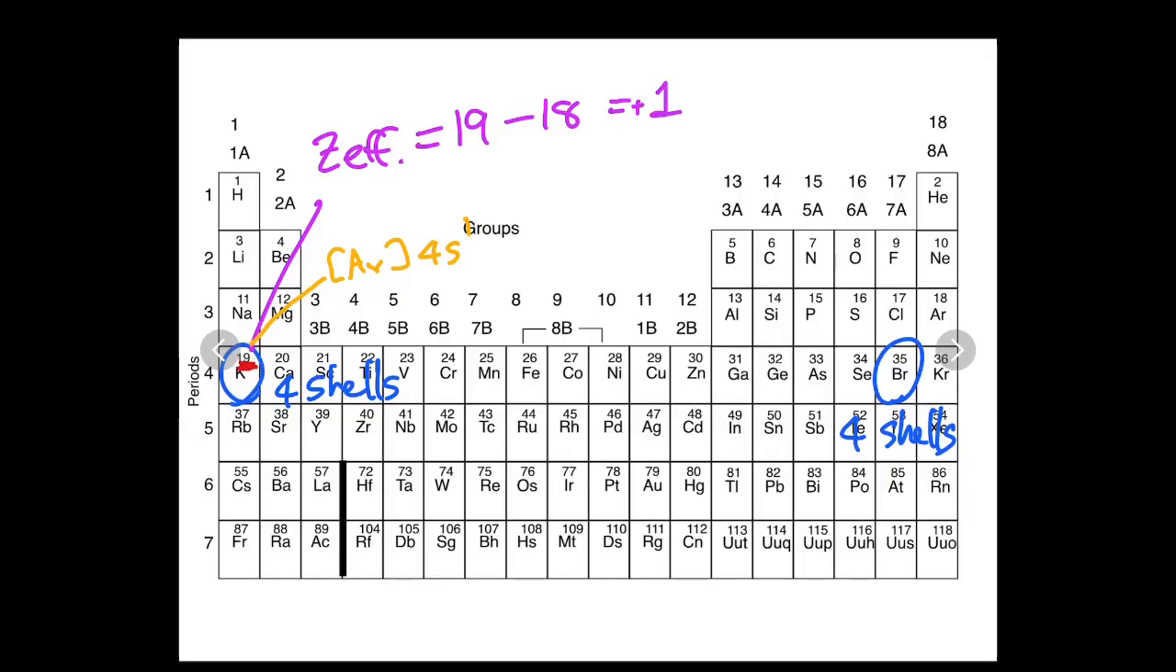Okay, you can do the same thing for bromine as well. The effective nuclear charge for bromine would come from the number of protons, 35. Then you are going to write out the condensed electron configuration of bromine, which starts from argon, followed by 4s2, followed by 3d10, followed by 4p5.